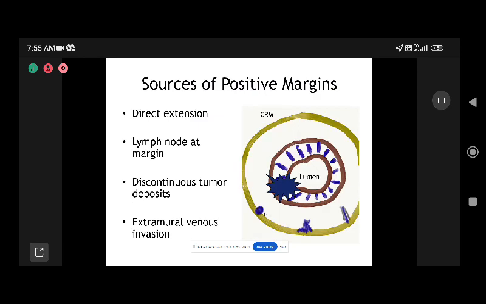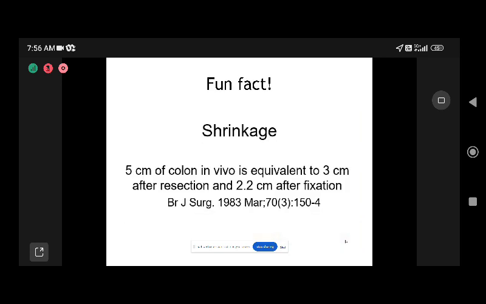There are four ways in which this margin can be positive. One is the direct extension. The tumor reaches the circumferential resection margin, but sometimes you can have a lymph node at the margin which is metastatic. That is one of the sources of positive margin. And then you can have discontinuous tumor deposits, or you can have extramural venous emboli being cut by the margin. So these are the different ways in which the margin can be positive. Any tumor in any form present within 1 millimeter is regarded as a positive margin.